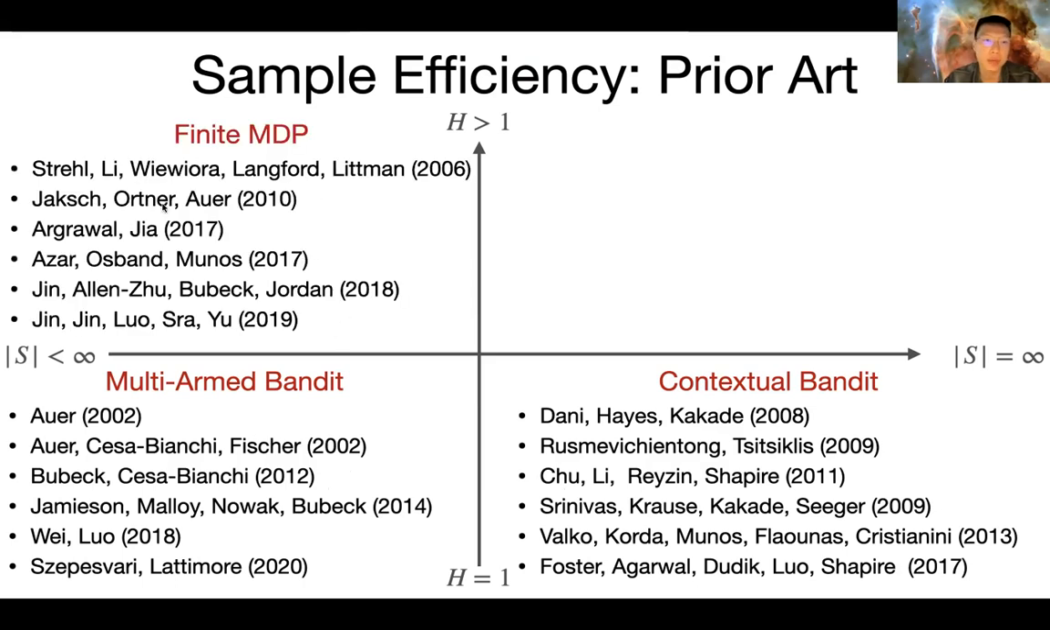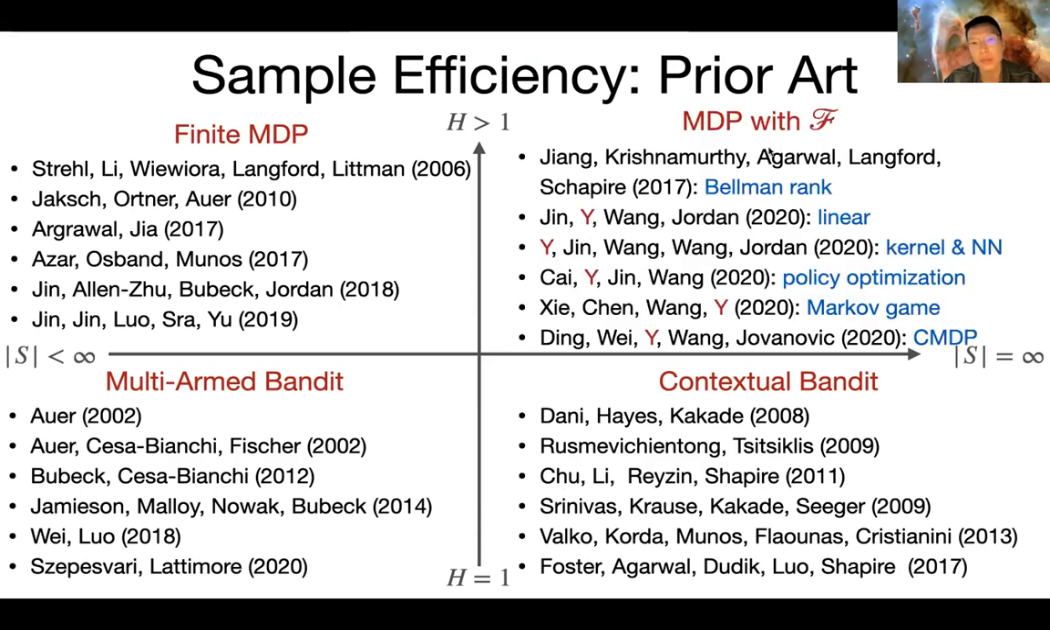Also, there are classical works focused on finite MDPs that get sample efficiency. In terms of reinforcement learning with function approximation, there's a classical algorithm called OLIVE, which uses a successive elimination mechanism, which achieves sample efficiency but is not computationally efficient. Our algorithm is the first one which achieves both statistical and computational efficiency.